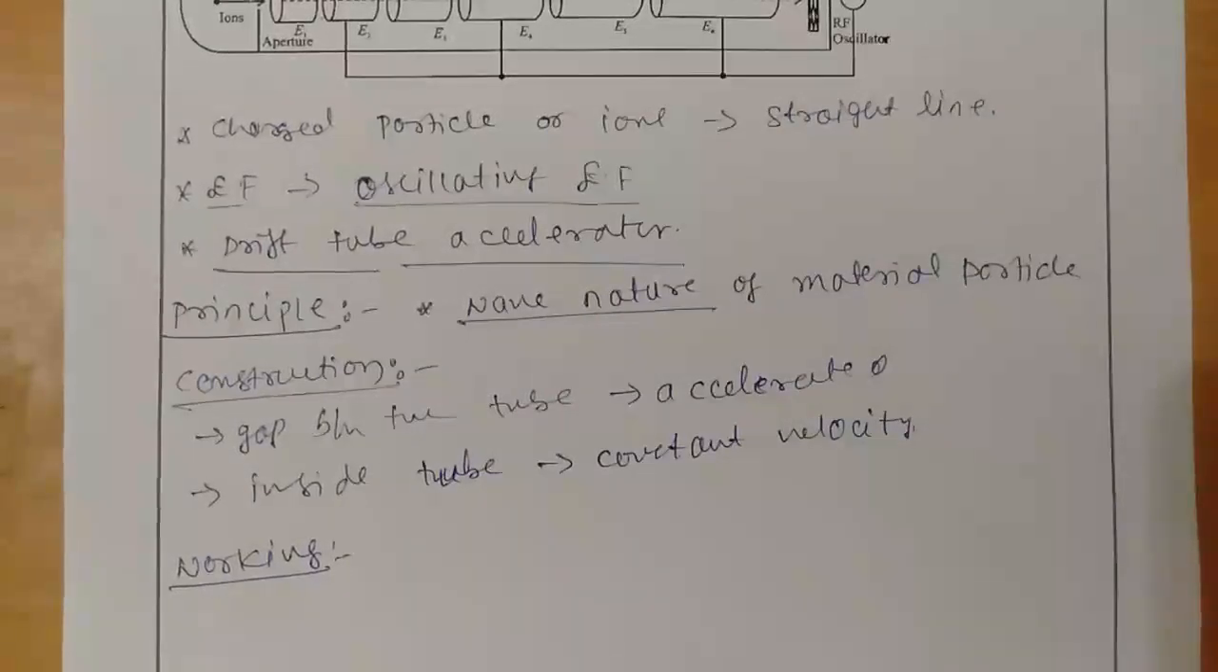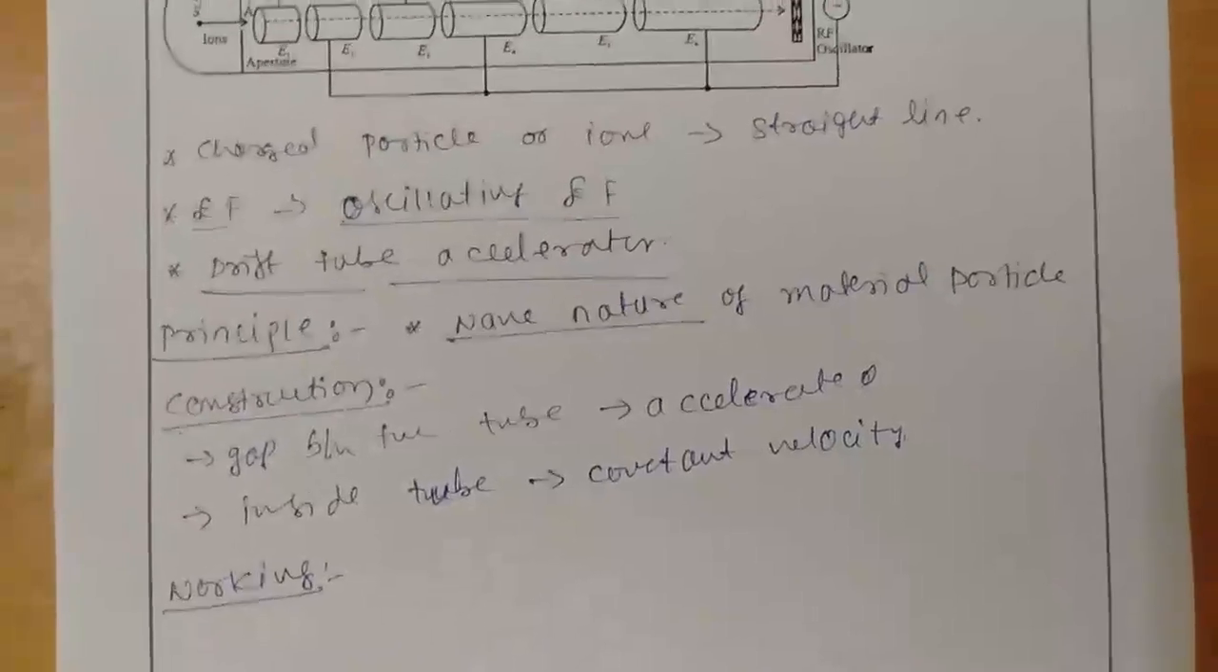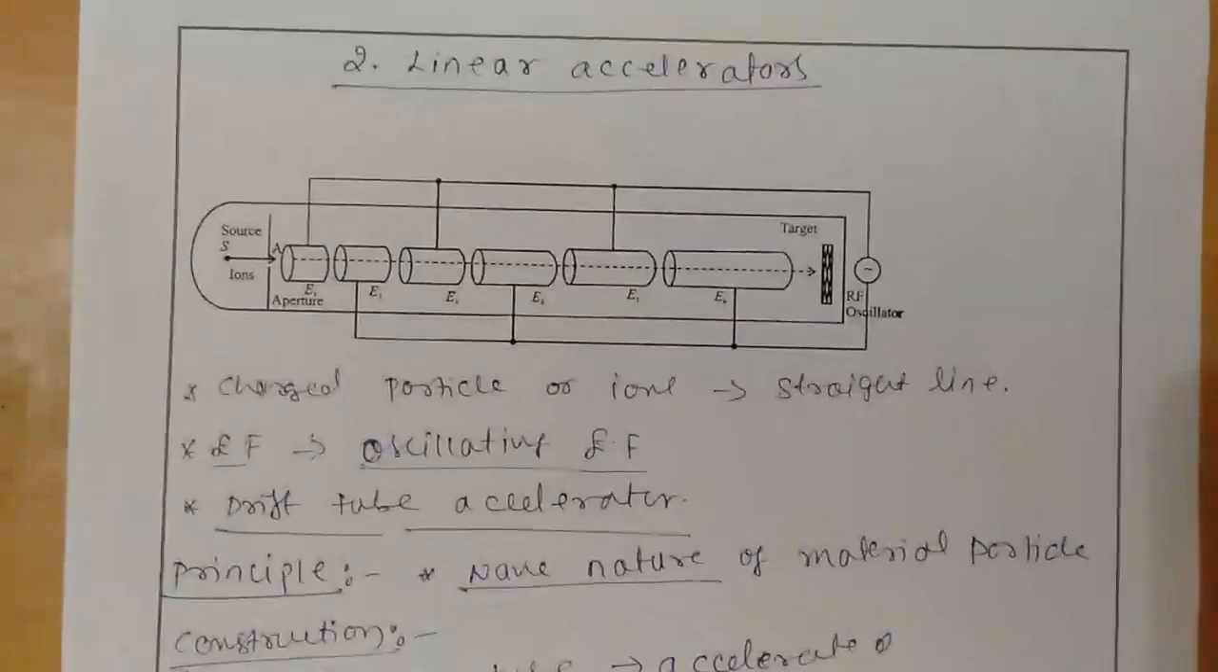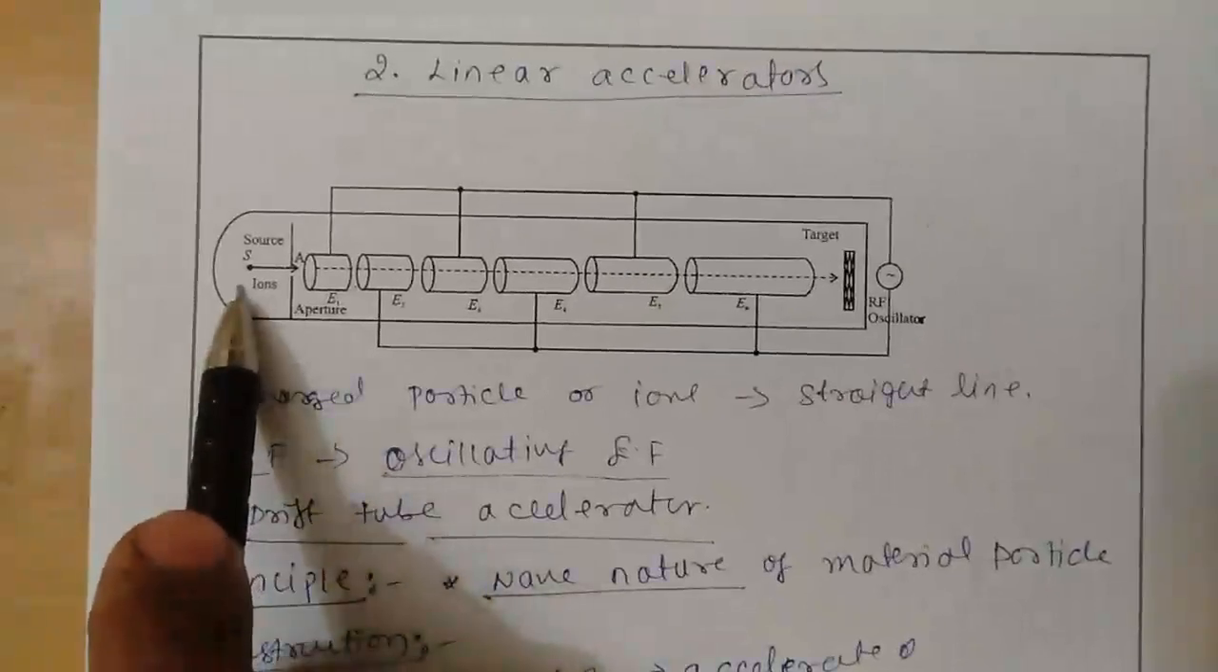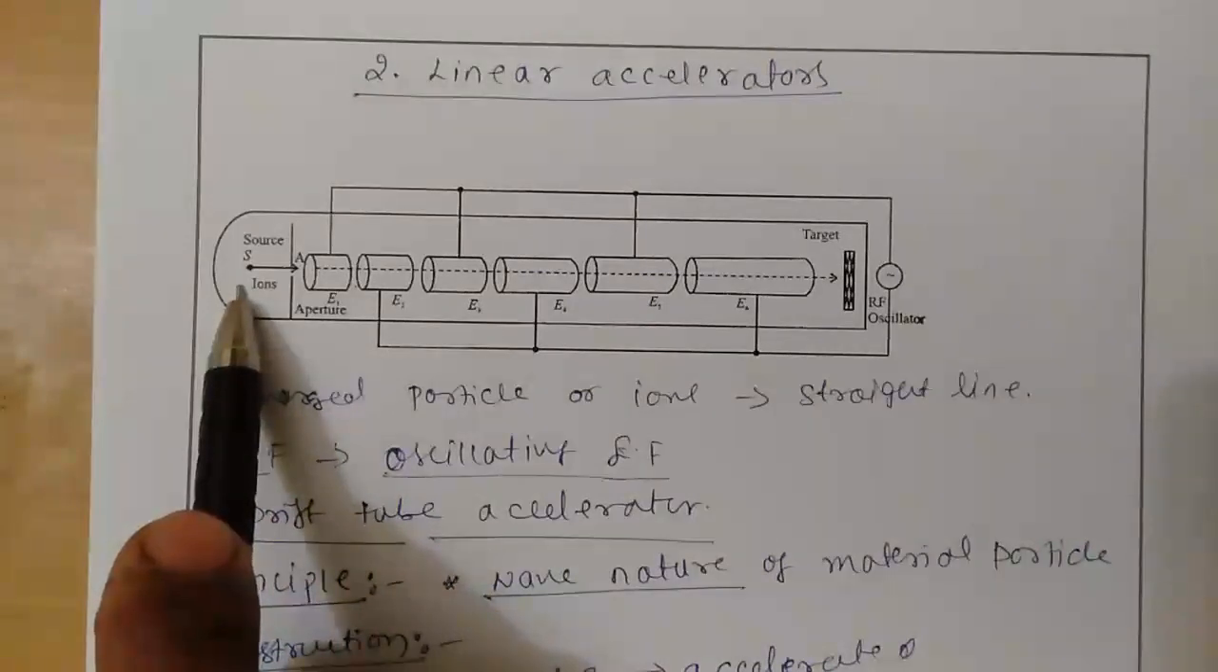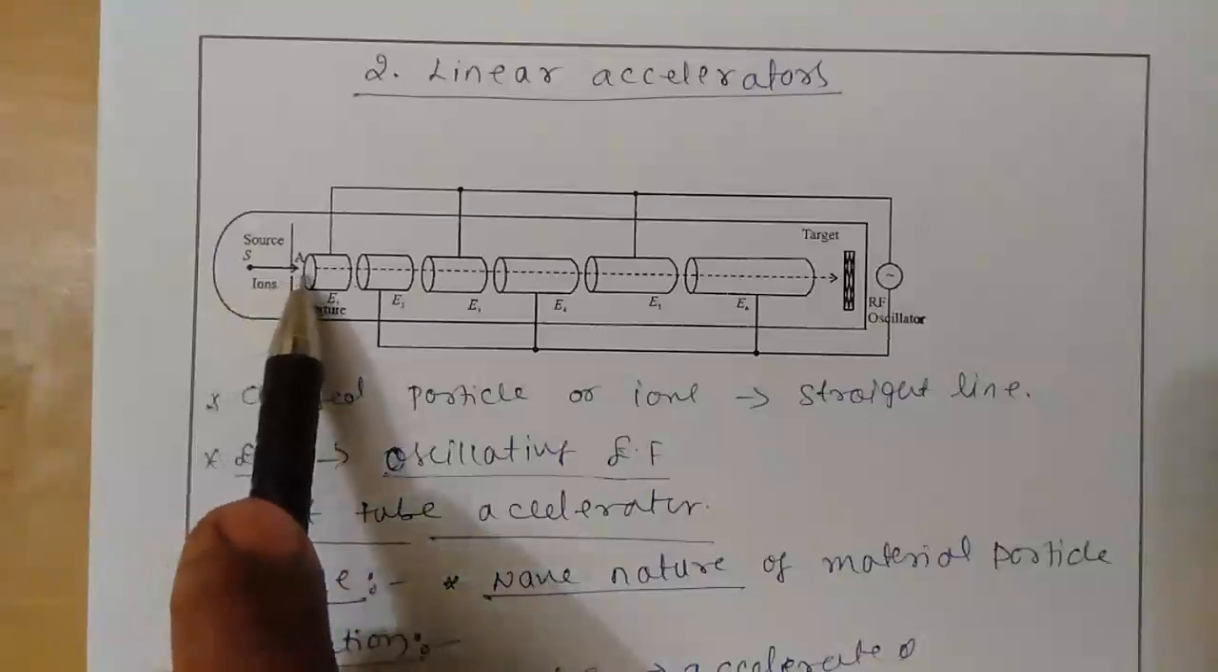For any accelerator, we need a source of charged particles. So we have considered a source of charged particles such that this source will produce positive ions. These positive ions produced from the source are entering the axis of the accelerator through an aperture or a small hole, which we call A.